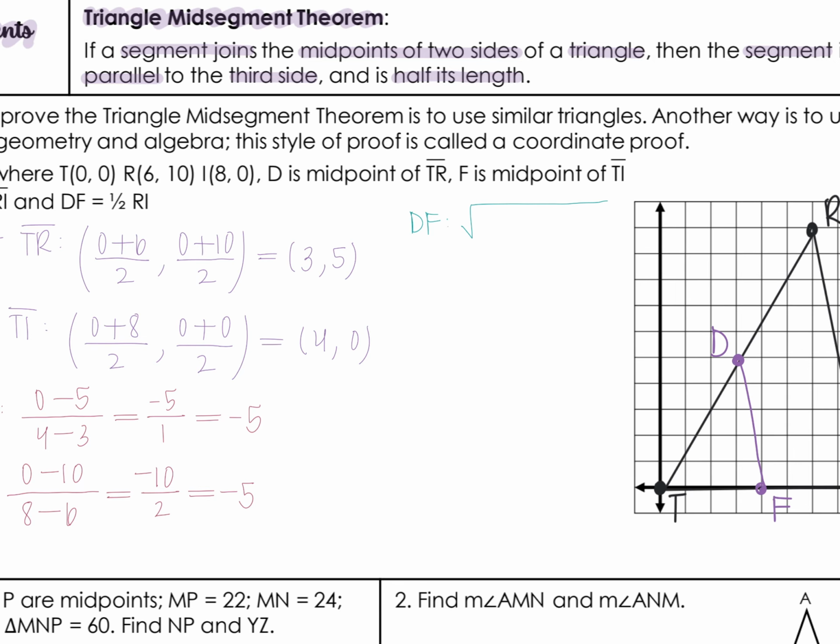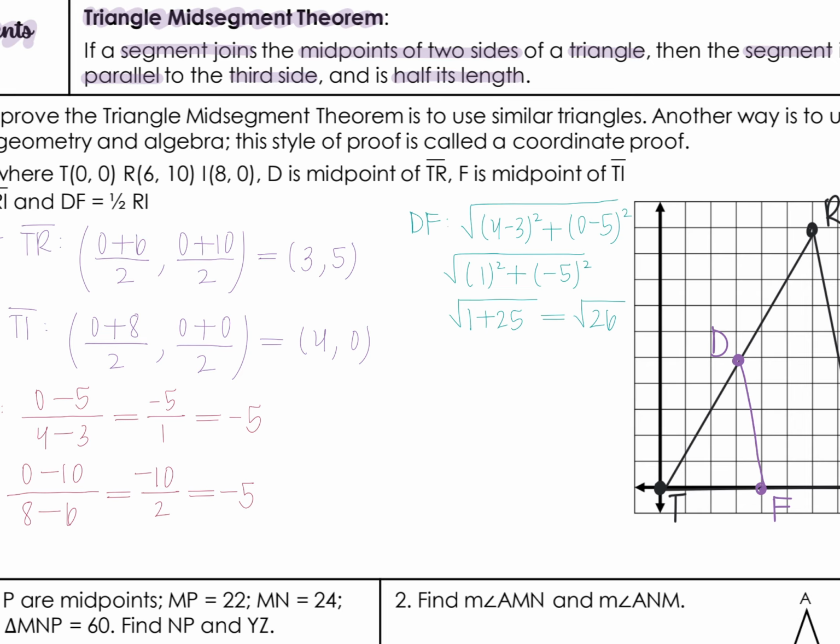Okay, so I'm going to take the square root of the difference of, I'll do my x's here first, my first parentheses, so 4 minus 3 squared, plus the difference in my y's squared, so 0 minus 5 squared. And just going through and simplifying, 4 minus 3 will give me 1 squared, plus 0 minus 5 is going to give me negative 5 squared. And when I square those, I'll get 1 plus 25, which will give me the square root of 26.